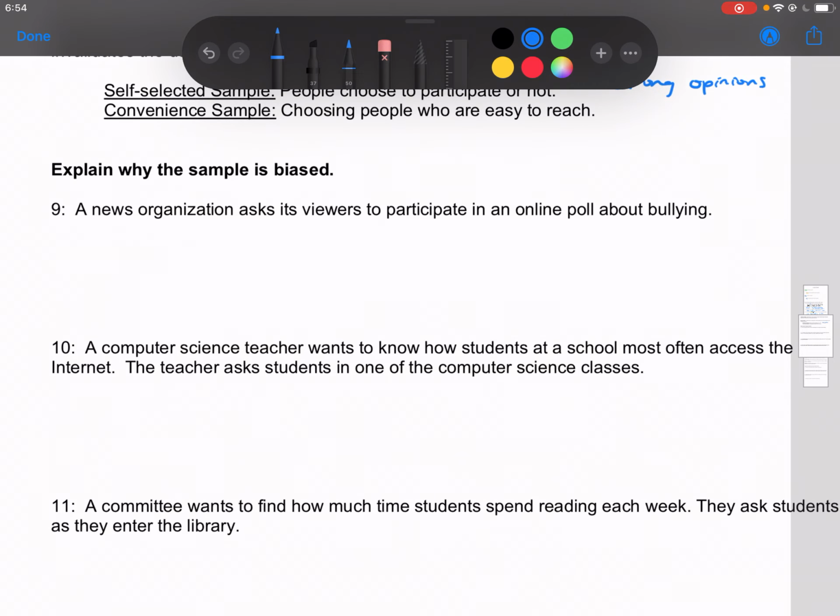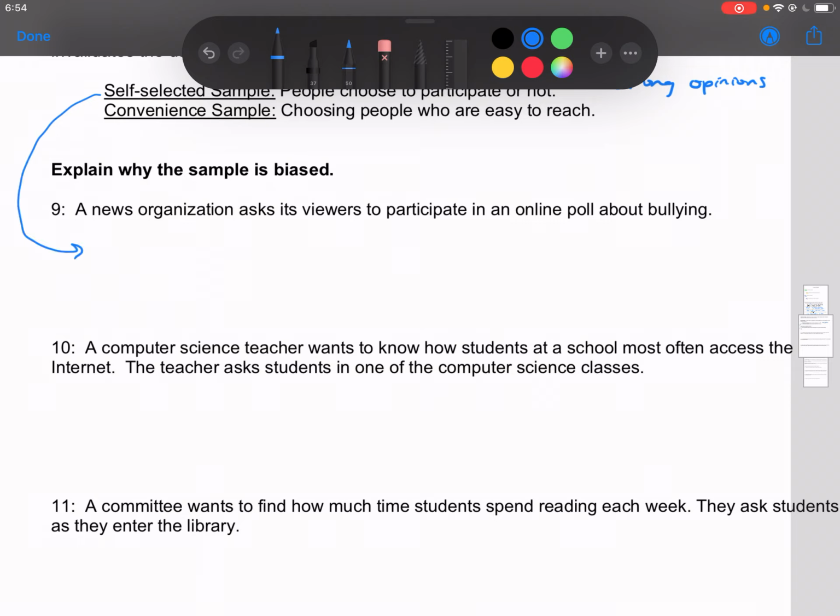So let's go to some examples and see if it's biased. Well, they are biased. Every single one of these is biased, and we want to explain why it's biased in this case. The first one: a news organization asks its viewers to participate in an online poll about bullying. So this is a perfect example of a self-selected sample.